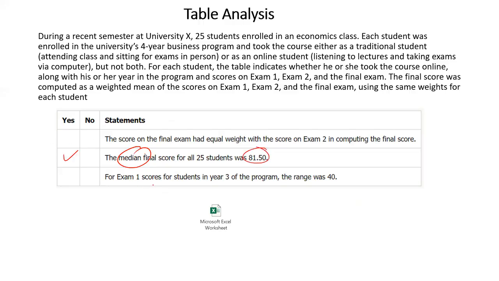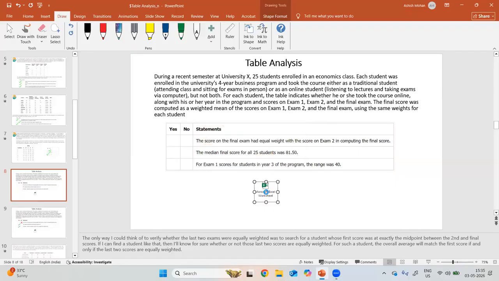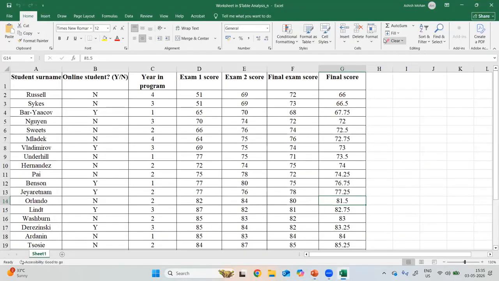And finally, exam one scores for students in year 3 of the program. For exam one scores in year 3 of the program, the range was 40. By the way, range is what? Range in a data set is always maximum value minus minimum value. That is how range is defined. So exam one scores year 3. Let's go back to the Excel.